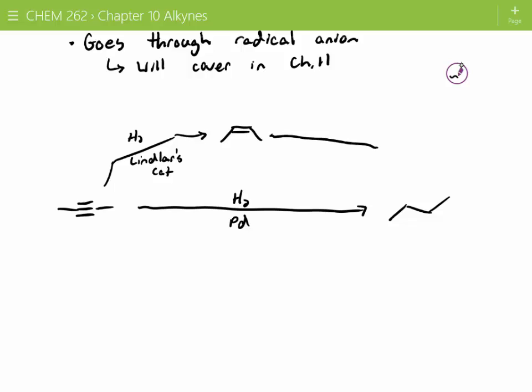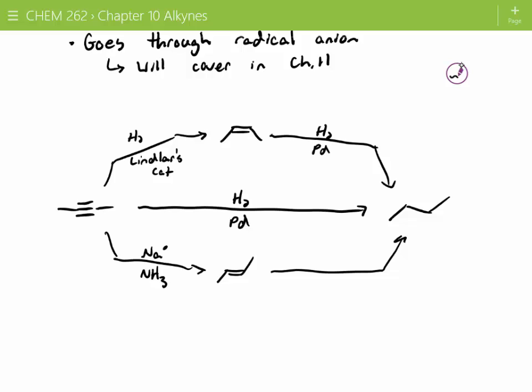What if we want to go from that alkene all the way to the alkane? What can we add to it? Just do a simple hydrogenation, right? So we saw this last chapter. We can do hydrogen palladium. If we want to get to our trans alkene, we said that you can use sodium and ammonia. And then if we want to reduce that even further, we can.